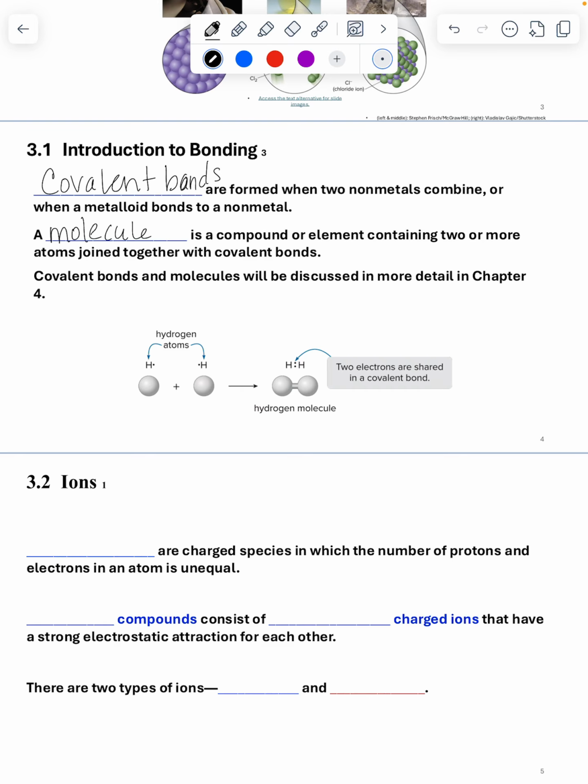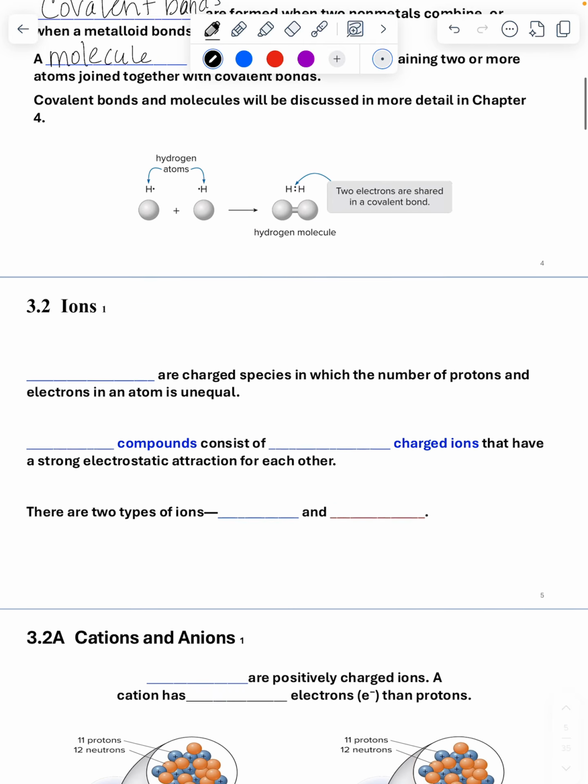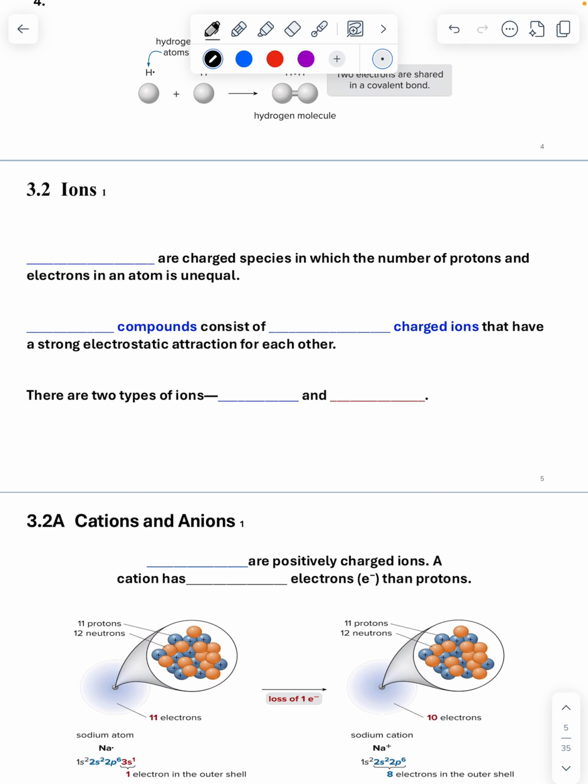The focus in this unit is going to be about ionic compounds. And so let's take a closer look at what an ion is. Ions are charged species in which the number of protons and electrons in an atom is unequal. So when the number of protons and electrons are the same, you just have a neutral atom. But anytime that you have more or fewer electrons, that creates something called an ion.